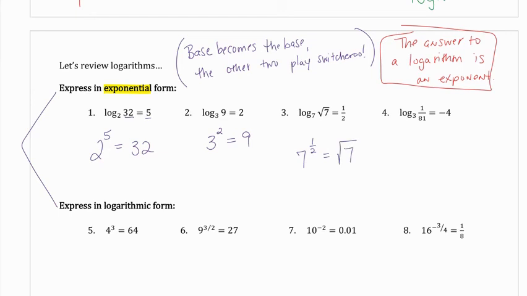When we have a rational exponent, the 1/2 means it's the square root. Number on top is your exponent. Number on bottom is your index, right? But you don't have to write those because they're a 2 and a 1. Okay, and last one, 3 becomes my base. -4 is the exponent equals 1/81. We all know a negative exponent means we have to move it to the bottom of the fraction, so that's how the 81 gets on the bottom.